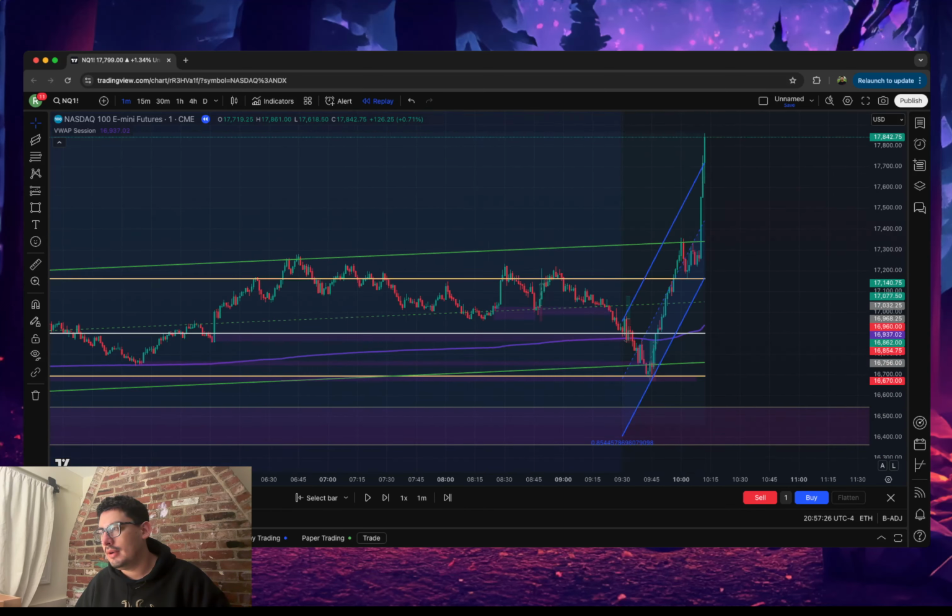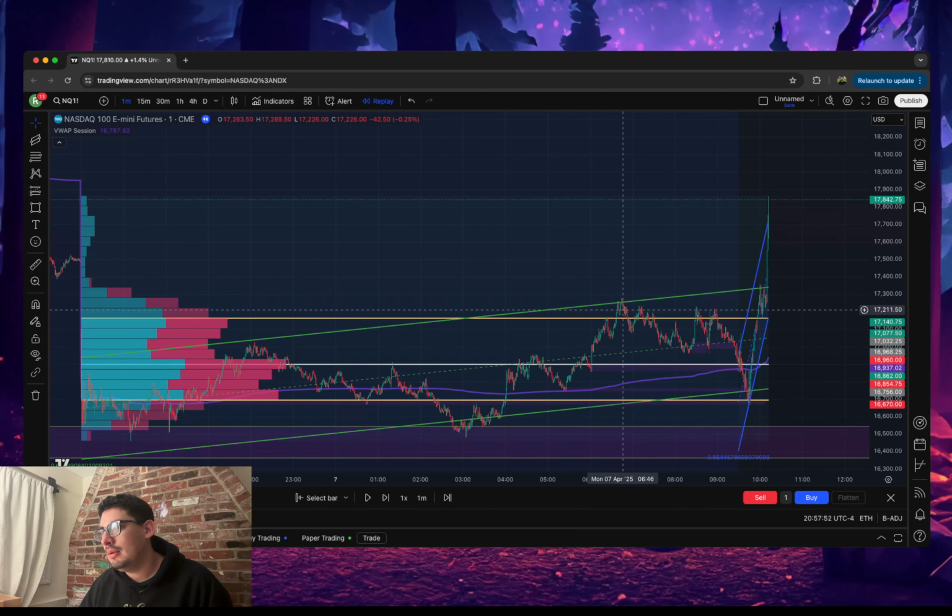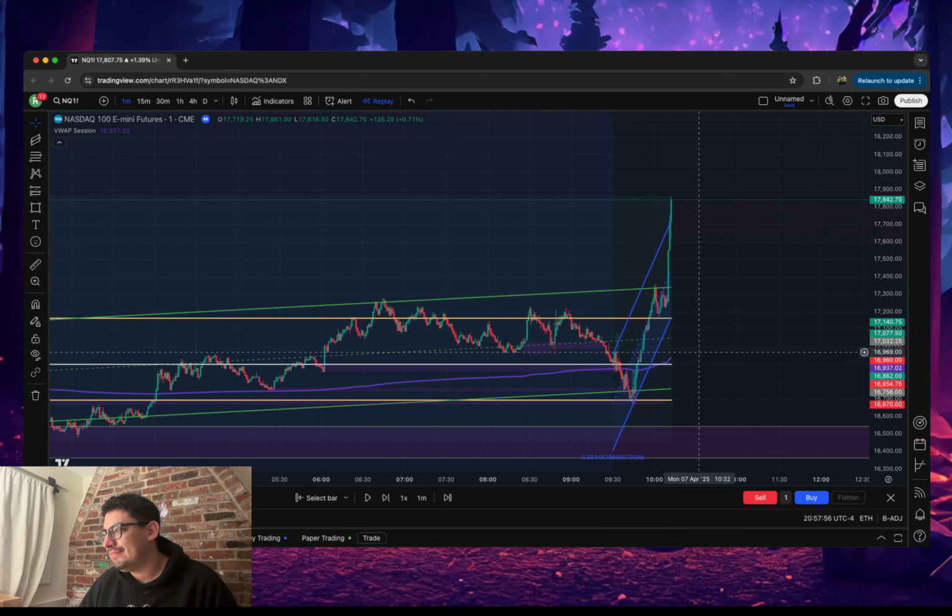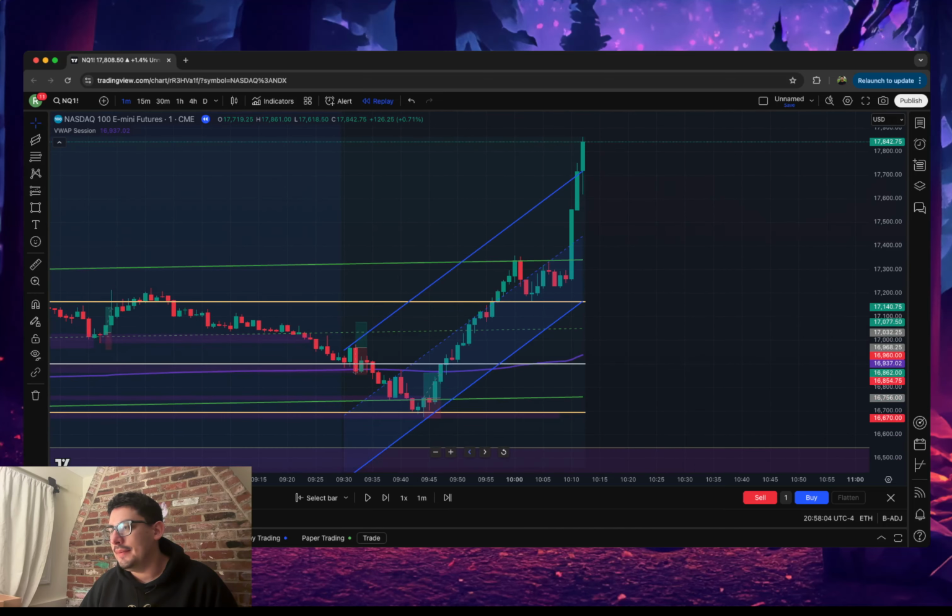You could have targeted the edge of the volume profile, which happens to coincide with the top of this channel. The stuff just comes together like that. This big volume edge came together right with the top of this channel, which we've been seeing respected, bing, bong, bing. Yeah, dude. Okay, so you get that.